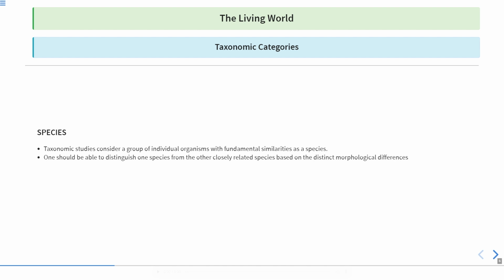Species. Now we will talk about all the different taxonomic categories. The lowest taxonomic category is the species. Taxonomic studies consider a group of individual organisms with fundamental similarities as a species. So when you are following taxonomic studies, a group of individuals with fundamental similarities, there must be some fundamental similarities. If they have those fundamental similarities, then they are considered as one species.